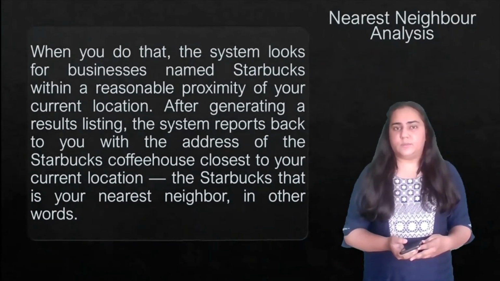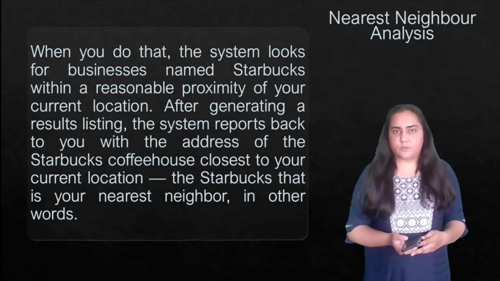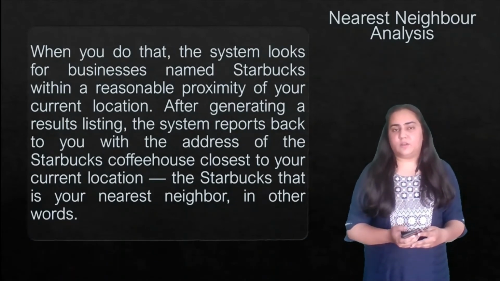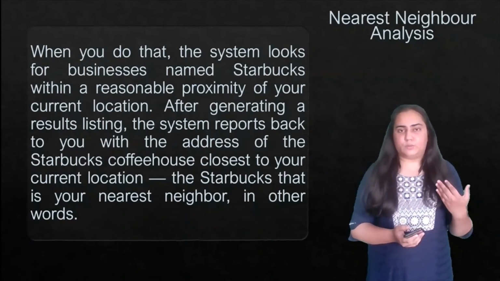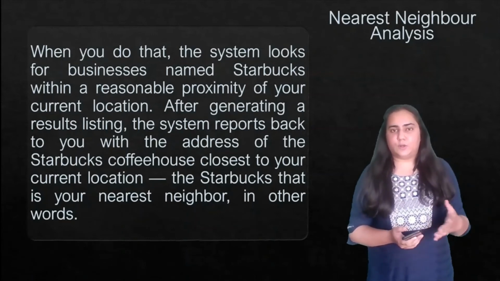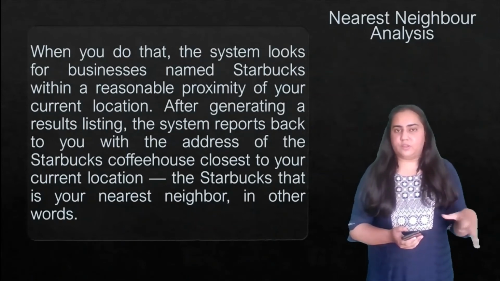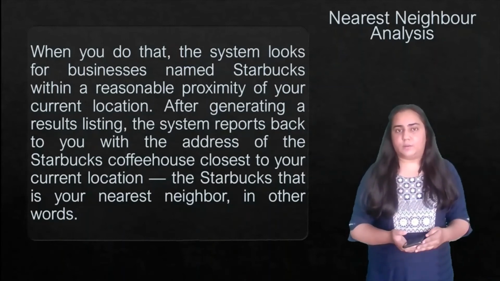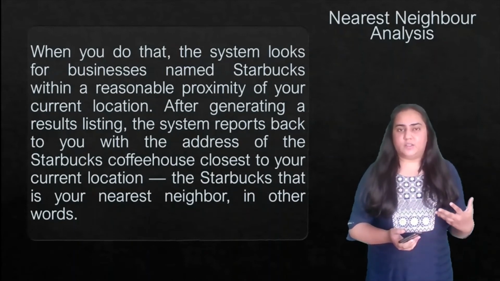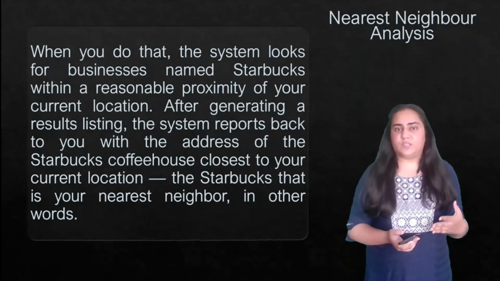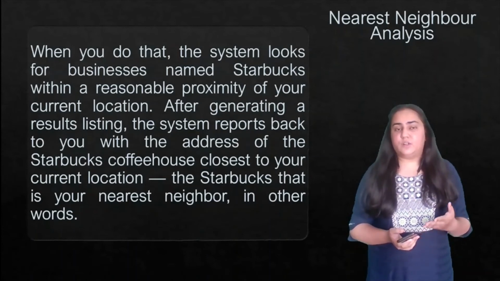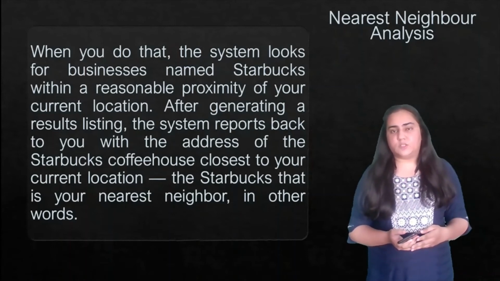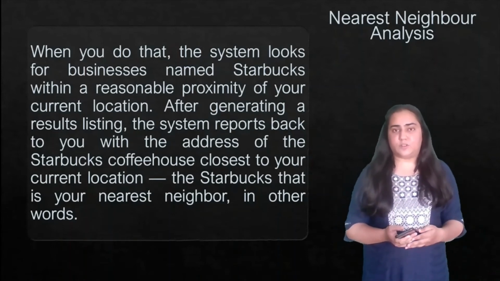When you do that, your system looks for businesses named Starbucks within a reasonable proximity of your current location. The application or the map, mostly Google Maps, is going to look, first of all, for all the businesses that are called Starbucks close to the location where you are right now. And after generating a list of results, the system reports back to you with the address of the Starbucks coffee house closest to your current location. The Starbucks that is your nearest neighbor, in other words. And that's just how nearest neighbor analysis works in practice.